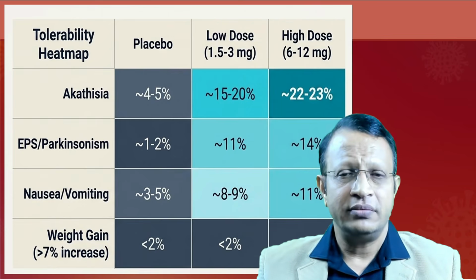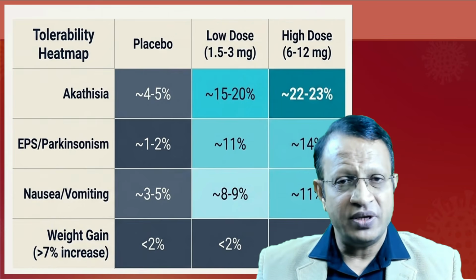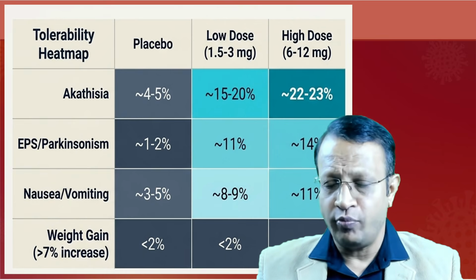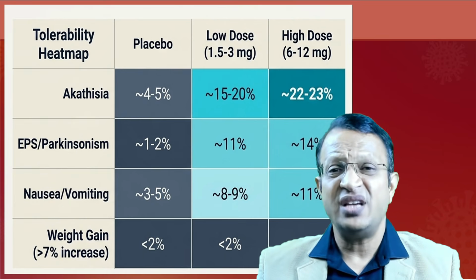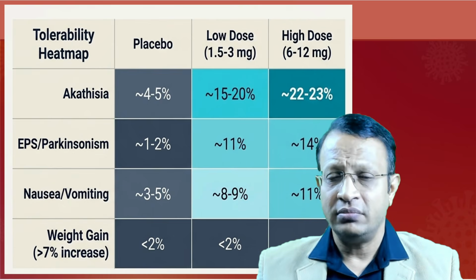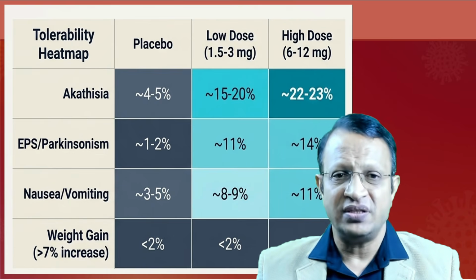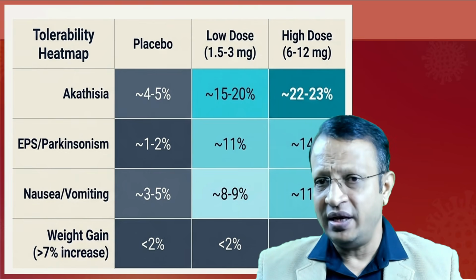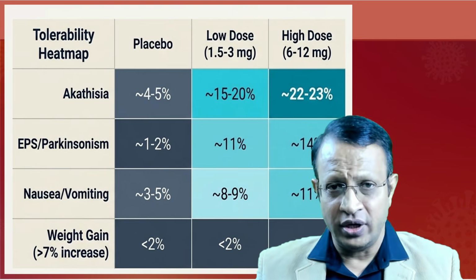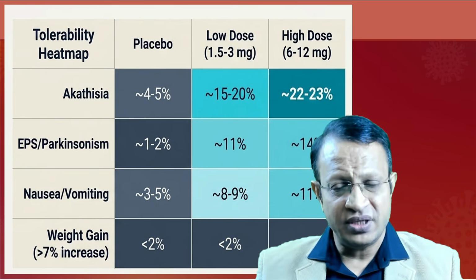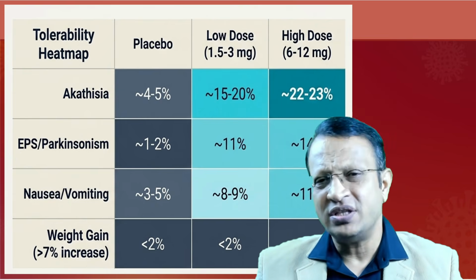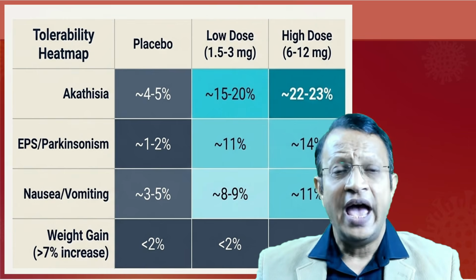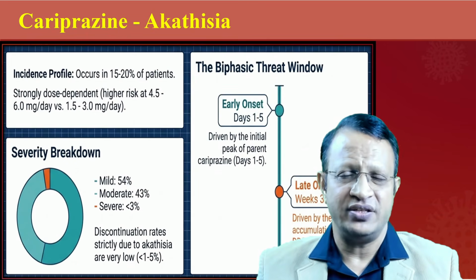Again, you can see here with regard to cariprazine at the dosage of 1.5 milligram to 3 milligram, akathisia is 20%. At 12 milligram, it becomes 23%, my dear friend. With regard to EPS, it is 11% at 3 milligram. At 6 to 12 milligram, it becomes 14%. Nausea and vomiting, 9% and becomes 11%. That means nausea and vomiting is not dose dependent. Only akathisia and Parkinsonism are dose dependent. Hence, we have to be very careful, my dear friends.